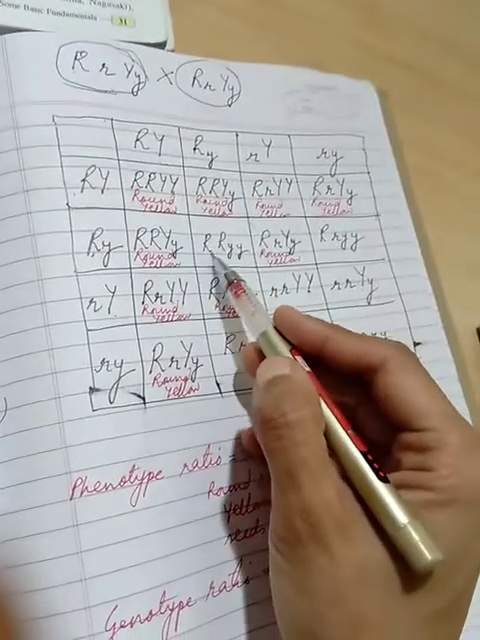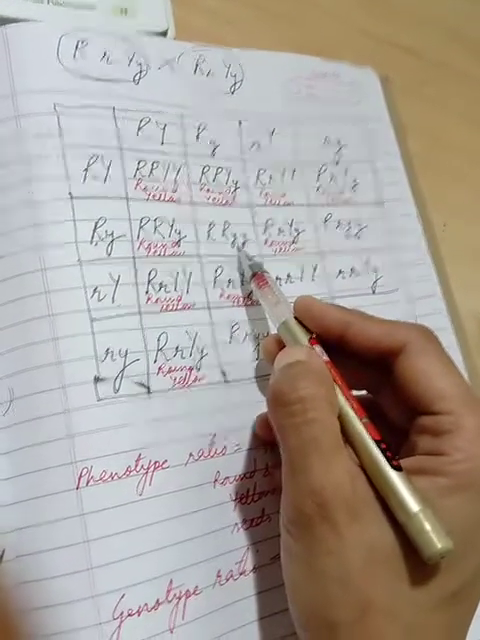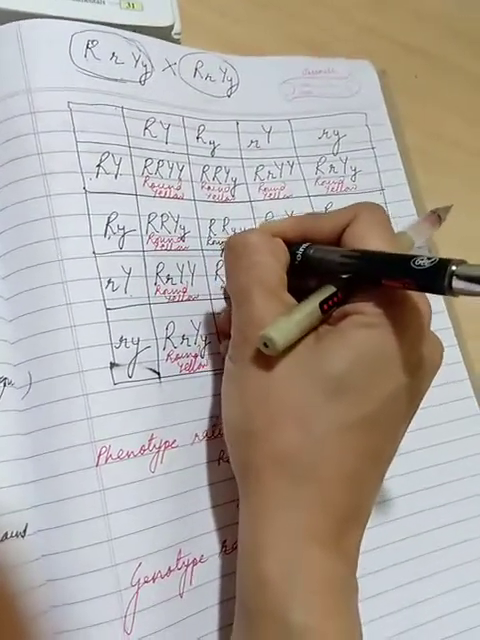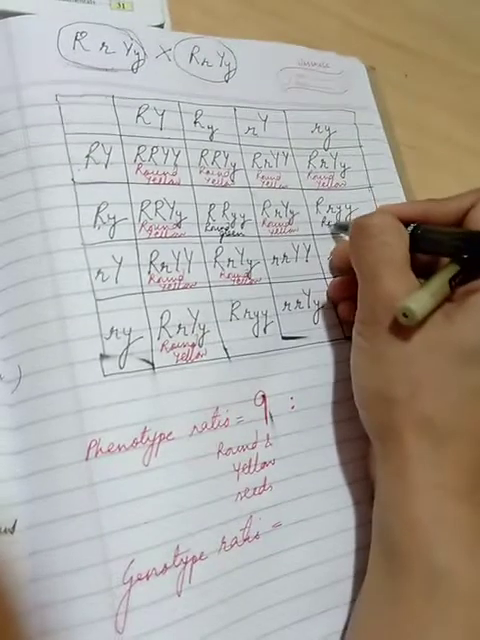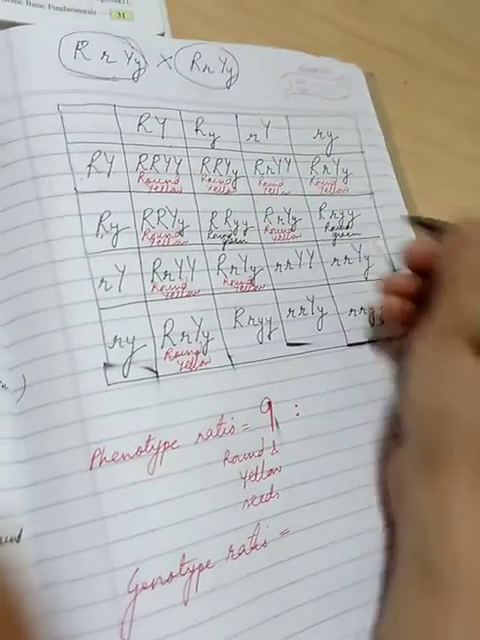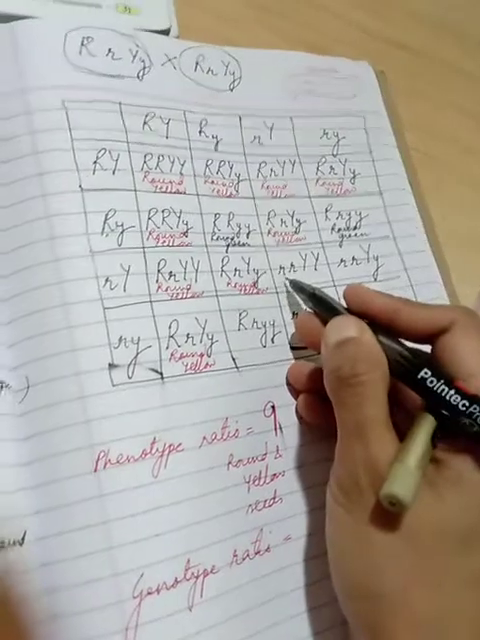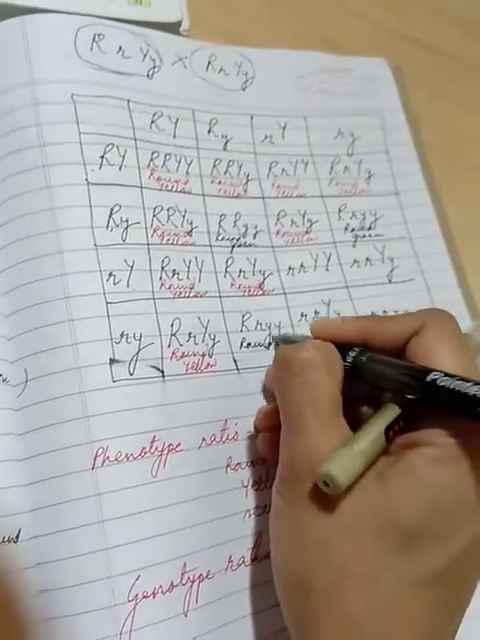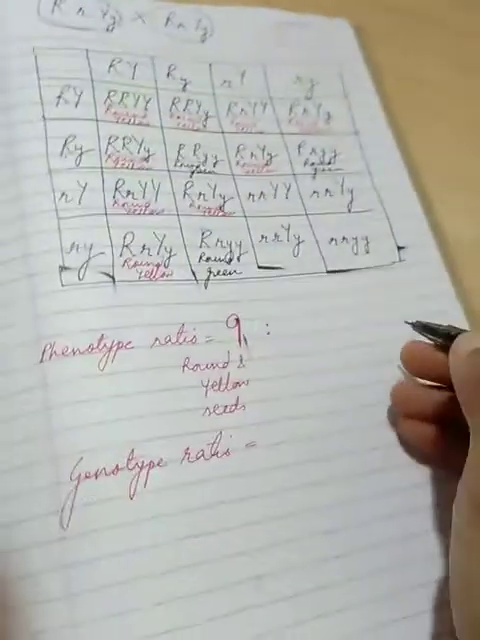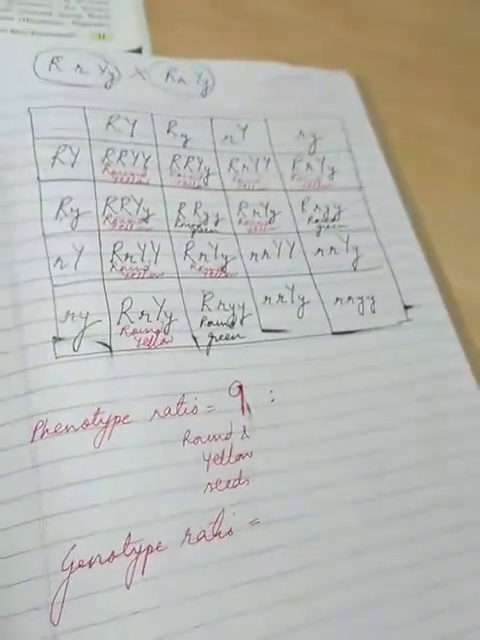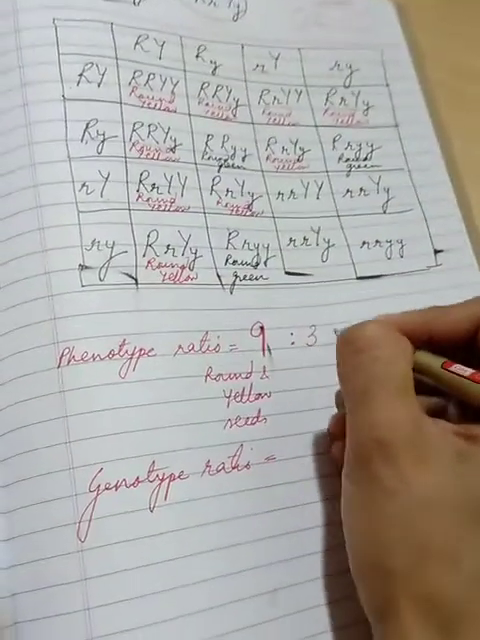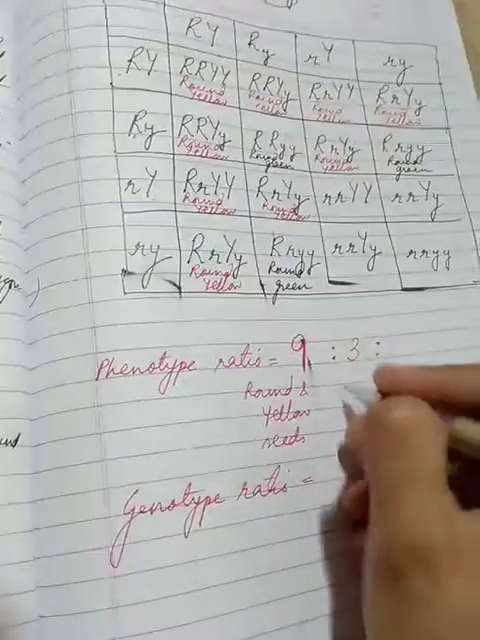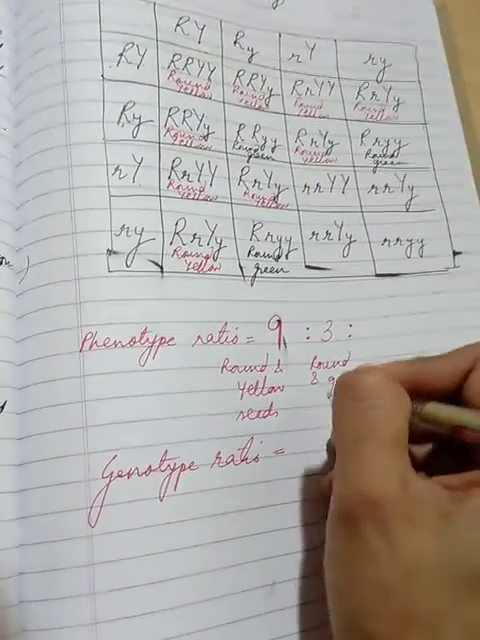What is this? R will be, yes, round, and double Y, which are small, will be green. So let's write it. Round and green. What will be this? Again round and green. Any other? This will not be round but wrinkled. This is wrinkled. Yes, this one. So this is round and green. So how many? Any other round and green? No. So the other combination of our choice is 3. These are round and green seeds.